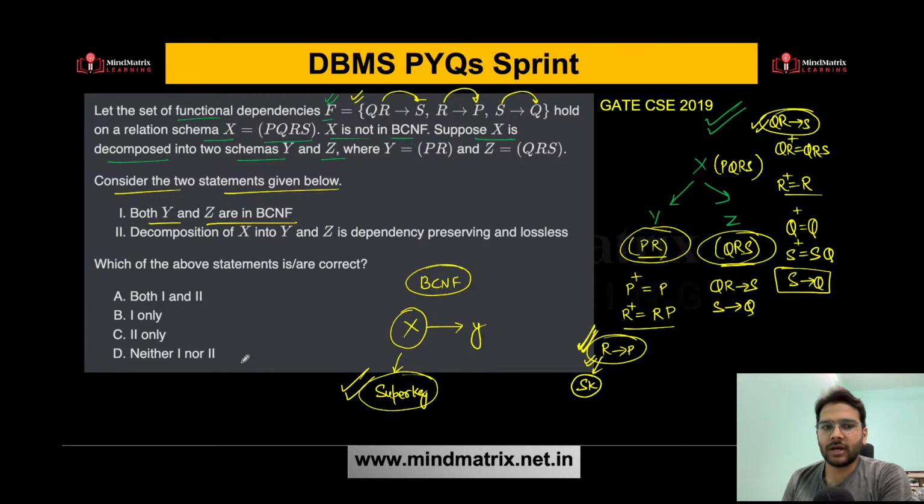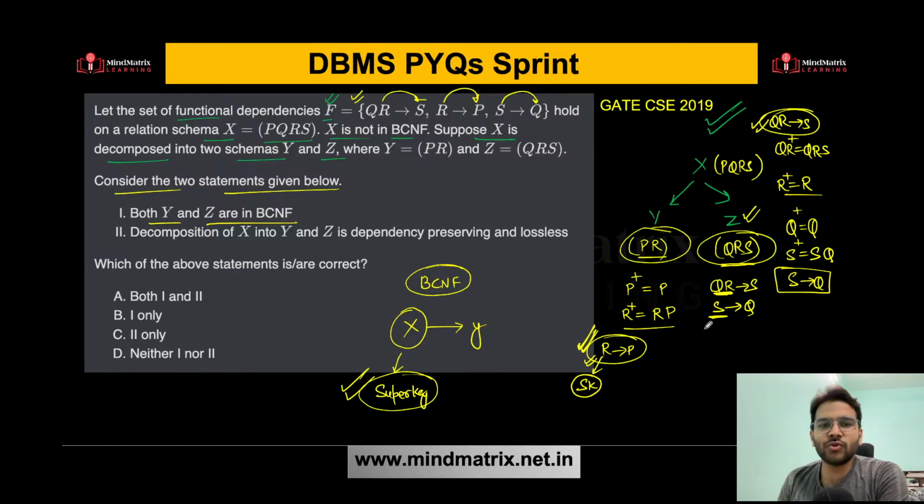Yes or no? I'm getting S determines Q, I'm getting QR determines S. Now tell me, is this relation Z in BCNF? If you carefully see this, QR is a super key here.